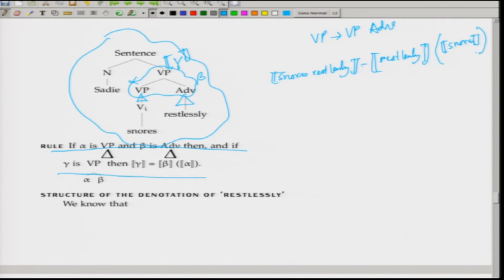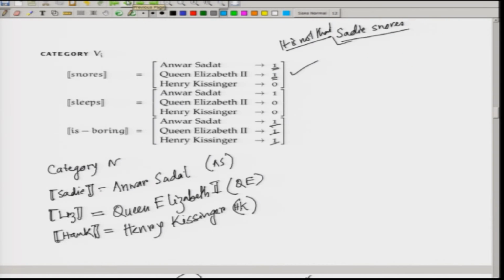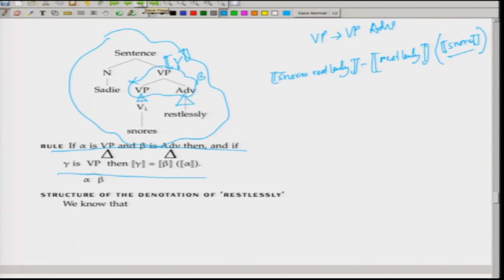Now, let us see how this works. We know this, we can copy paste, and it is actually very simple. Snores is 1 1 0, that is Sadie snores, then Liz snores, but Hank does not, right. So, 1 1 0, we remember this, we carry this there, and then let us try to do it here.